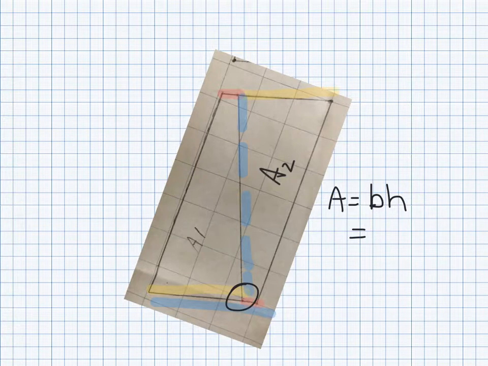Okay. Again, the area of that parallelogram is base 1 and base 2 times its height, and then we just want half of it. Okay, there we are.